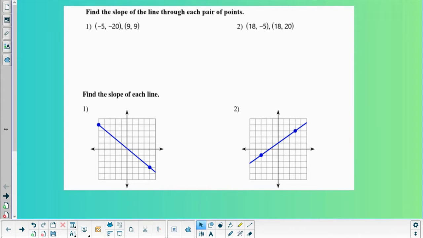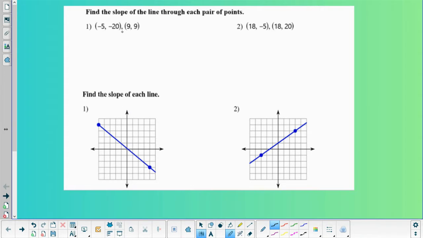For this one, this is our little warm up just to review what we talked about yesterday. We did talk about finding the slope between 2 points, and we did talk about finding slope from a graph. So if you could pause the video and see if you can try these 4 and then come back and we'll check the answers. Okay, so hopefully you came back and you have all your answers.